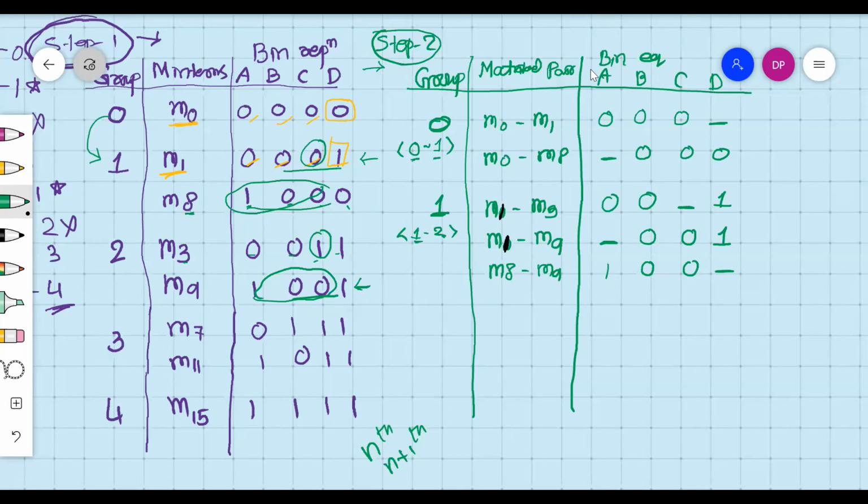Now let's make another group 2 of the second table. It will compare group 2 and group 3 of the first table. So compare m3 with m7.